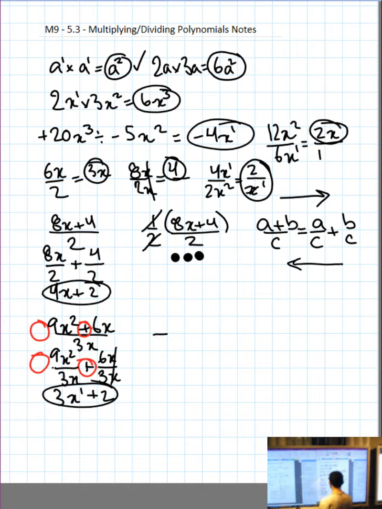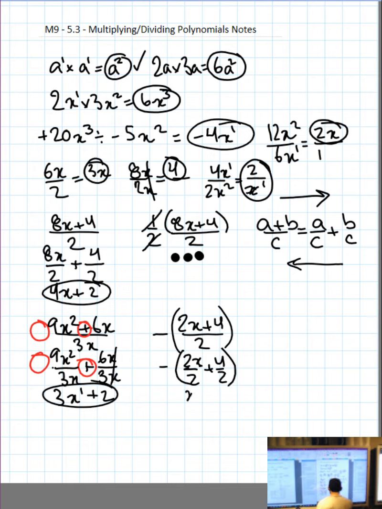the next example. Negative 2x plus 4 over 2. Now, does this negative apply to the top? The bottom? Well, we learned last year in M9 where the negative belongs, but we're going to put brackets around the fraction. Then we're going to separate inside. Brackets around, negative in front. Then we're going to simplify inside. Then we're going to distribute the negative into both things. So negative x minus 2 for our answer there.